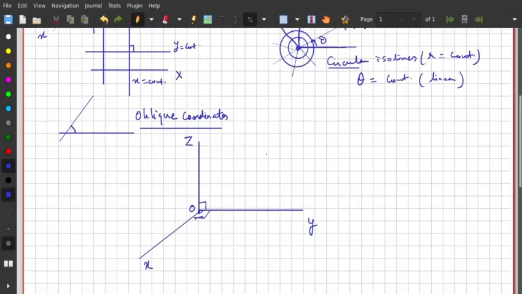Okay, these are 90 degrees. So any point in this coordinate space, let's call that point P, is represented by a set of three numbers, x, y, z.